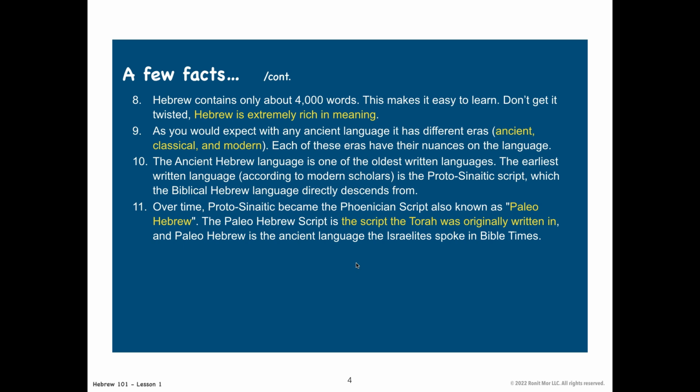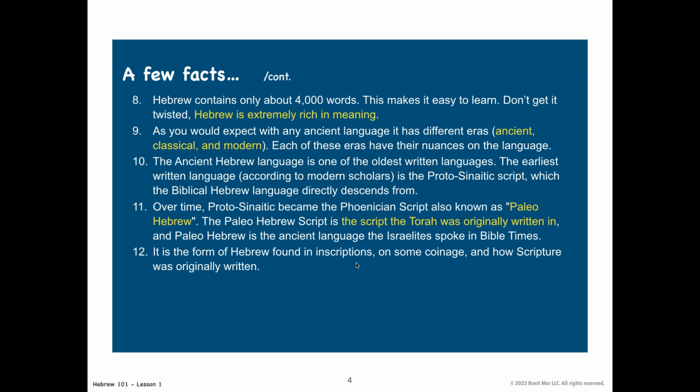Over time, the Proto-Sinaitic became the Phoenician script, also known as Paleo-Hebrew. The Paleo-Hebrew script is the script the Torah was originally written in, and Paleo-Hebrew is the ancient language the Israelites spoke in Bible times. It is the form of Hebrew found in inscriptions, on some coinage, and how scriptures were originally written.